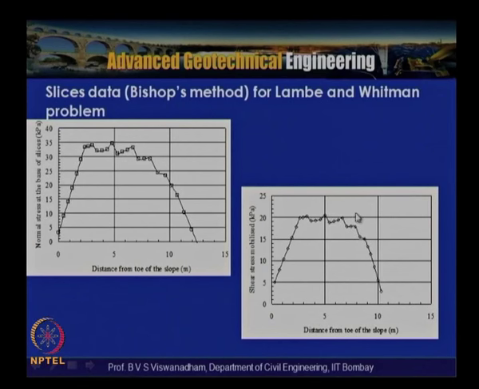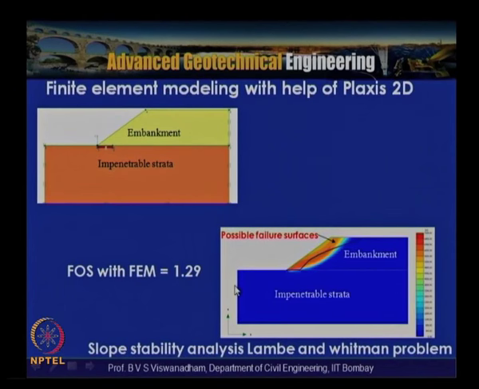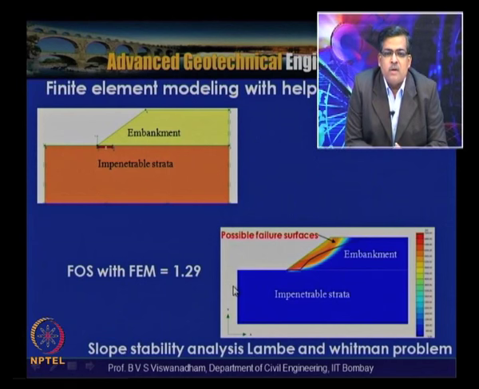So this is the plot showing the distance from the toe of the slope to the shear stress, the shear stress mobilized along the base of the slice. So the same problem has been analyzed by using Plaxis by strength reduction method, and with that the factor of safety is actually obtained as 1.29. So what you can see is that the possible failure surface is actually obtained.